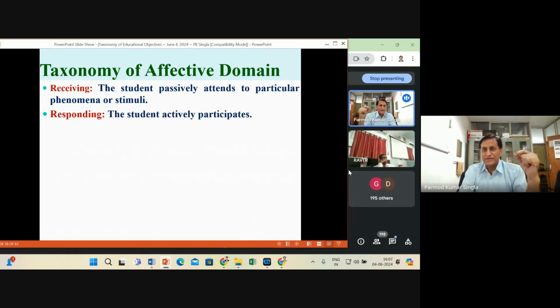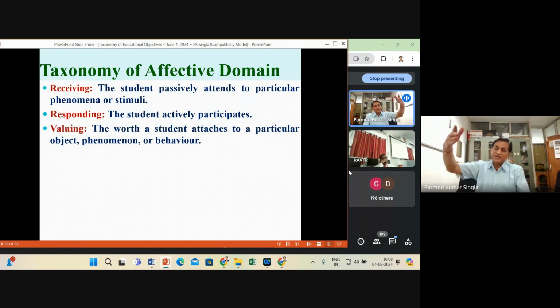At the second level, at a higher level, he starts responding. He actively participates in that. I say, tomorrow we will meet exactly at this time. He is exactly there at that time. He starts responding to it. Initially, he's only receiving, but then slowly and slowly, as his level of affective domain increases, he is able to respond.